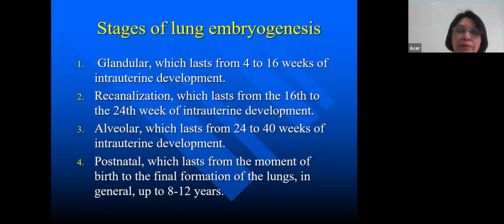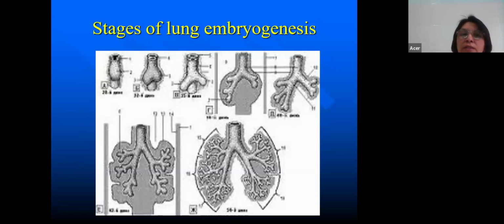Embryogenesis of the lungs consists of 4 stages. First stage, glandular, lasts from the 4th to 16th week of intrauterine development. Next, recanalization, lasts from the 16th to 24th week of intrauterine development. Alveolar lasts from 24 to 40 weeks of intrauterine development, and postnatal lasts from the moment of birth up to 12 years old. All these stages you can see on this picture.